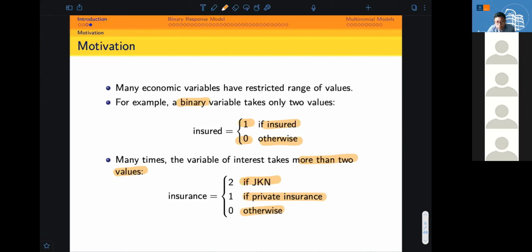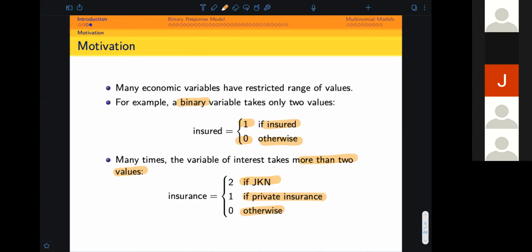Before I continue, any questions on the idea of a binary variable as well as multinomial model? Go ahead. All right, I guess I can continue.